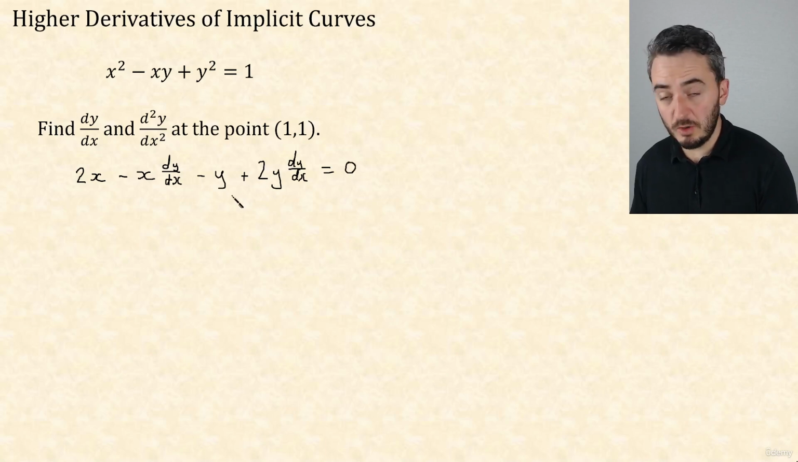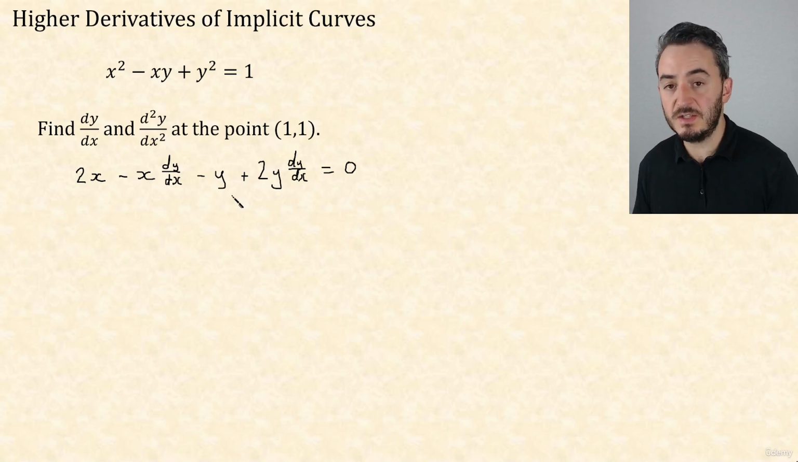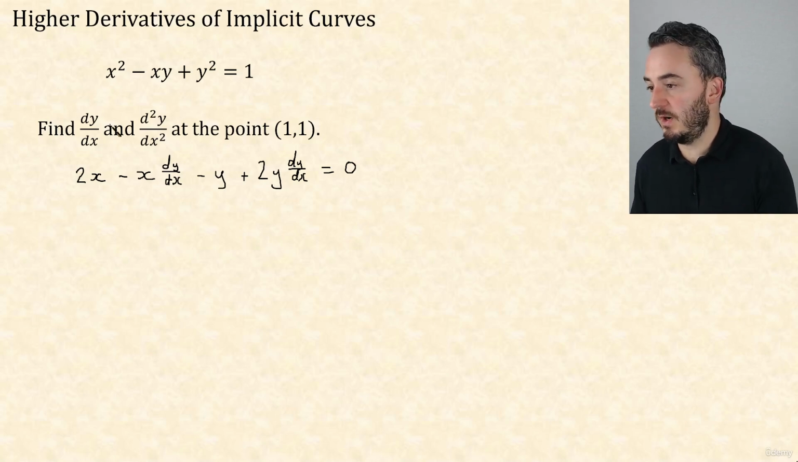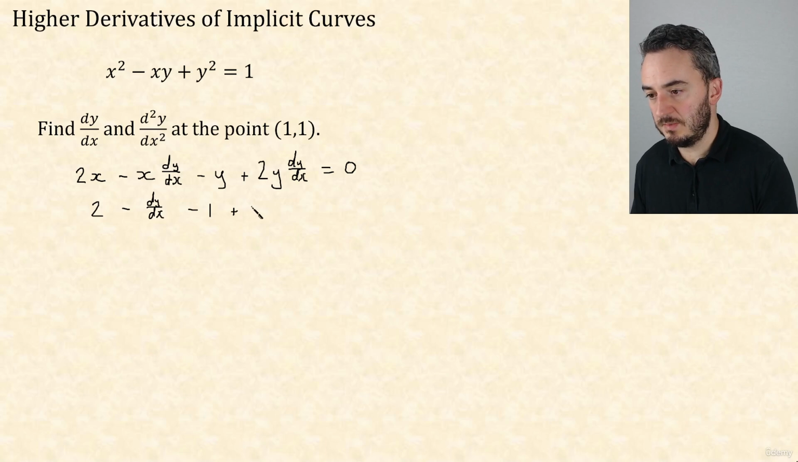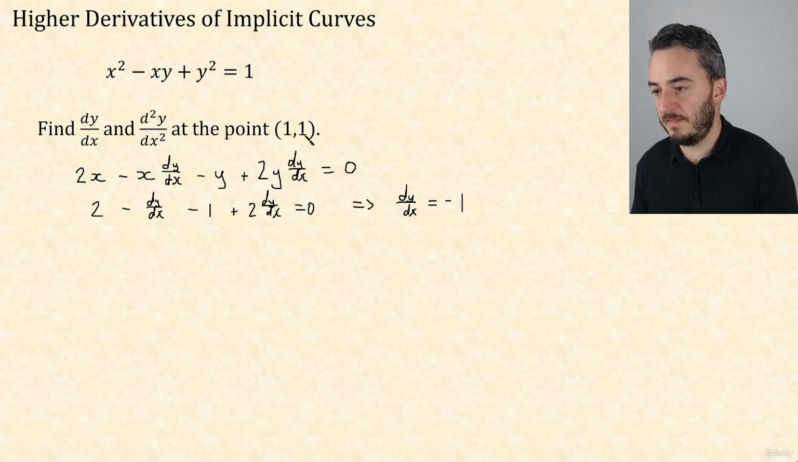Now, we could find an expression for dy by dx in terms of x and y. I'm actually not going to do that, but I will just find dy by dx at the point 1, 1. So subbing in x equals 1, y equals 1, I get 2 minus 1 times dy by dx minus 1 plus 2 times 1 times dy by dx equals 0. And that implies 2 dy by dx minus, so we've got dy by dx on one side, and then we've got 2 minus 1, so 1, get that to the other side, and it's minus 1. Okay, so there's dy by dx at that point.